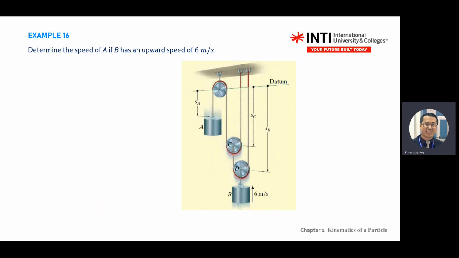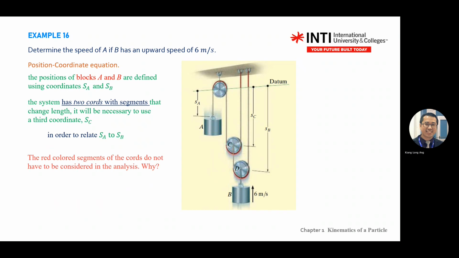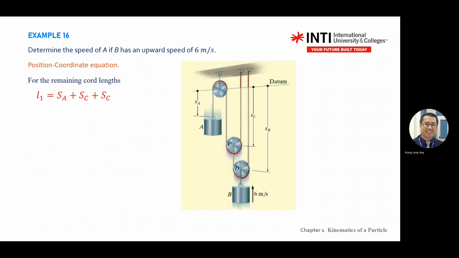Then you are given the initial velocity, 6 meter per second. You push up this object B. What happened to A? It will go down. So you know from this diagram, when you move B up, A will move down. So there is a negative sign between A and B. The rest you read. Still the same. L1 will be SA plus 2SC. You get the first cord.